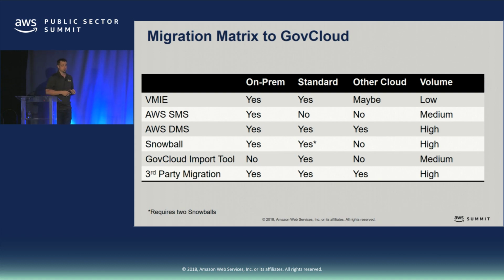GovCloud import tool. This is focused realistically from our standard regions to GovCloud. So it's not focused on bringing things from other clouds or from on-premise, right? Just from our standard regions. We have this as medium because it still has a graphical interface that you do ones and twos here and there. But it can go a little bit more scale if you put it programmatically into your DevOps flow, right? And then third-party migration services. These are white glove, so this is where you don't have to touch anything, right? You build out your requirements, they provide the services, and they deliver you an end state.